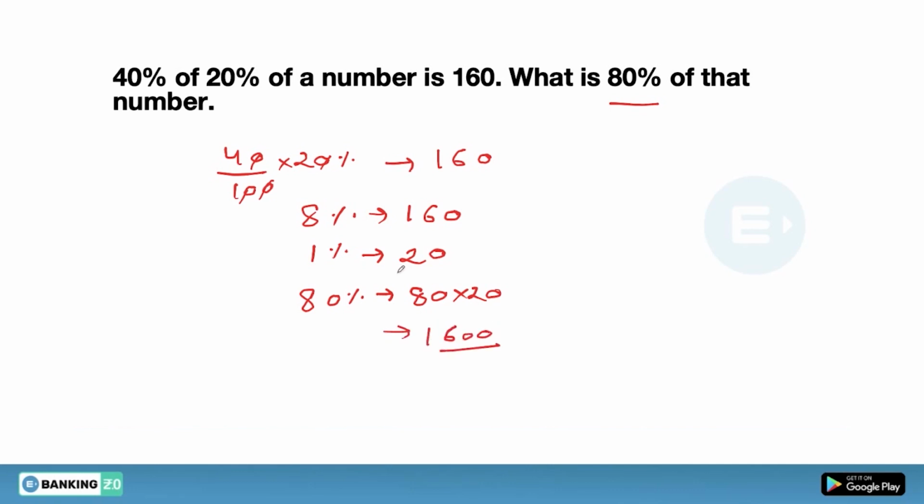It's a very simple calculation, and if you solve it by the traditional method, you will face issues. What issues? You will face a time issue because it would take a lot of time. If you solve 40 by 100 into 20 by 100 into x equal to 160, then you will calculate the value of x, and then you will put the 80% in x. It would take a lot of time. So please save that time, because this time is very precious, which will give you the selection in the bank. Fine. Let's move on to the next question.